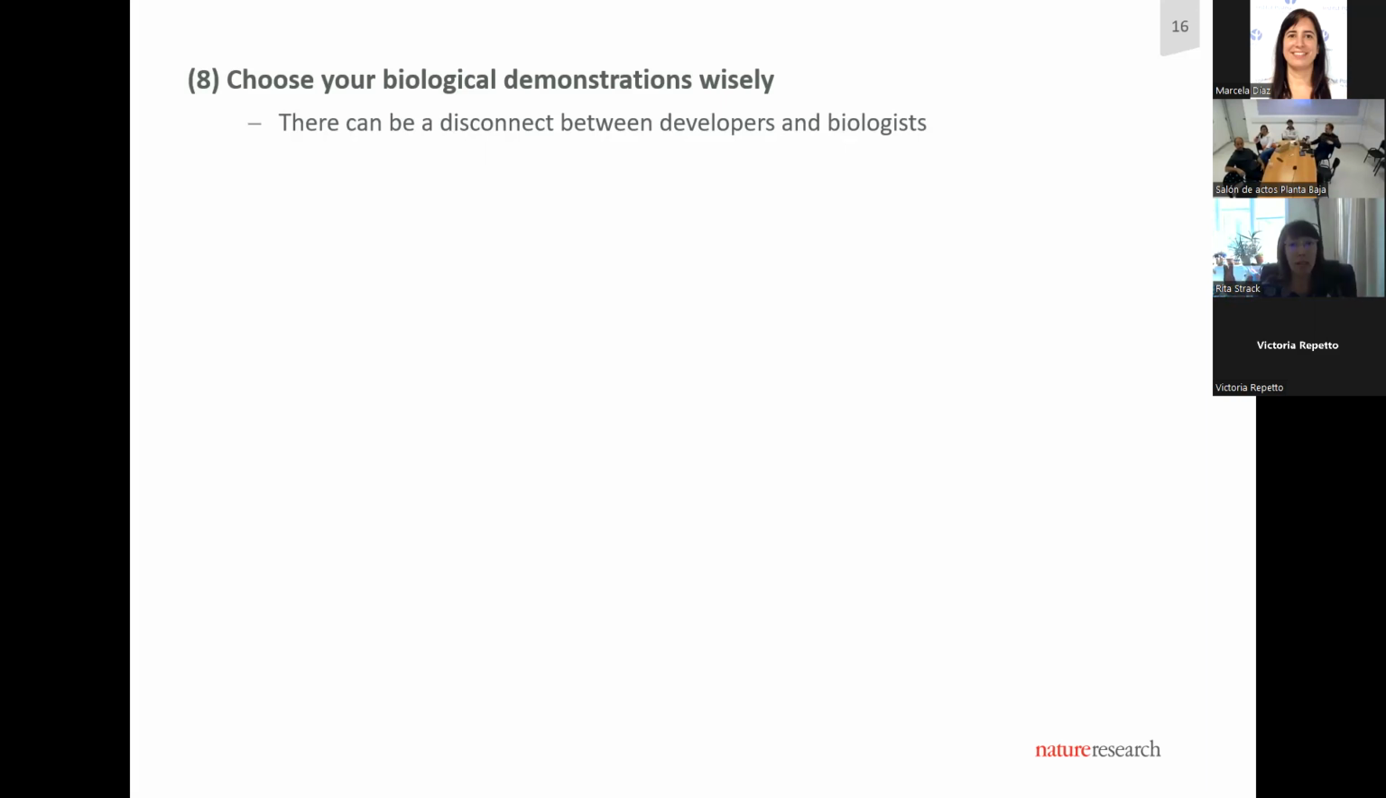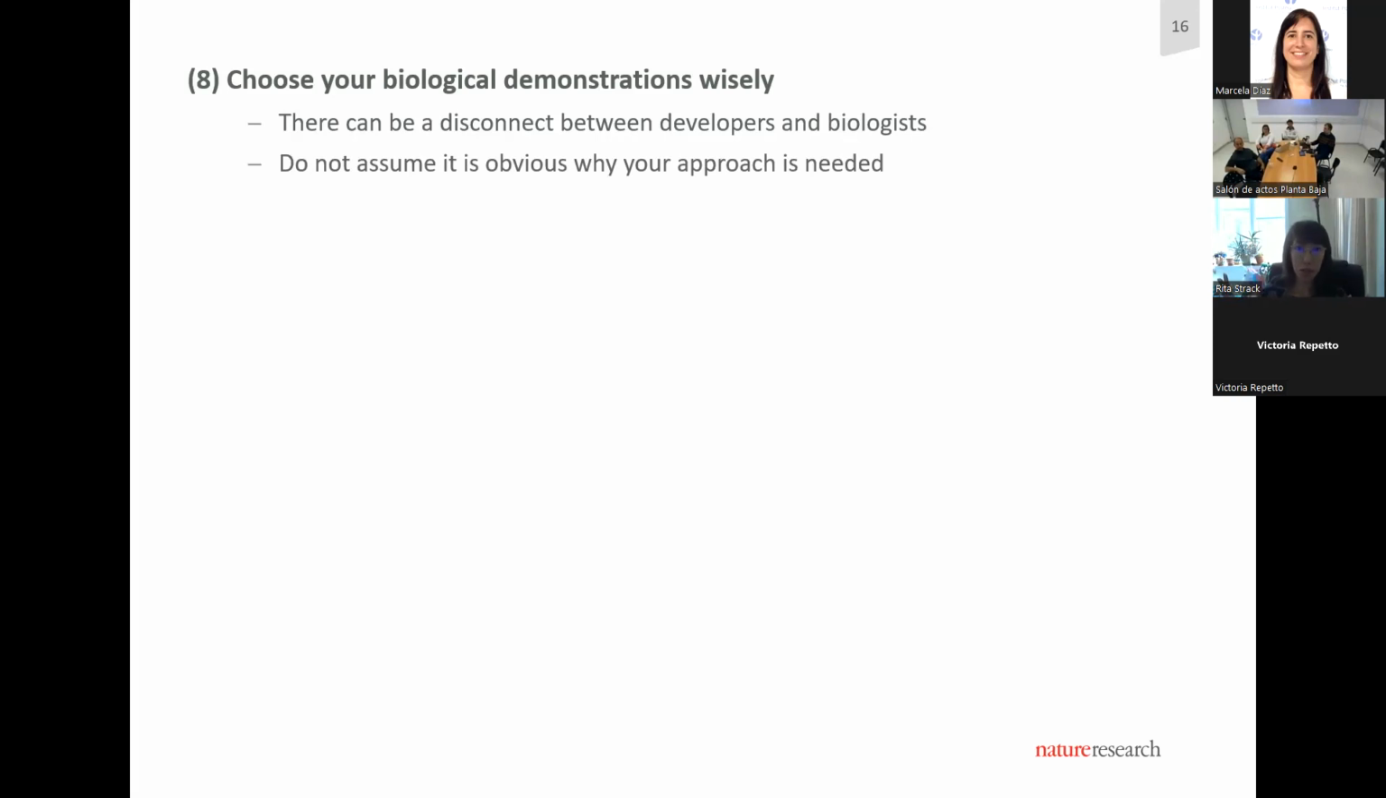And there can be this disconnect between developers and biologists. And this is a good thing. This is a great thing. It's not the job of every developer to imagine every downstream application of their tools. But that being said, you can't assume it's obvious why your approach is needed.